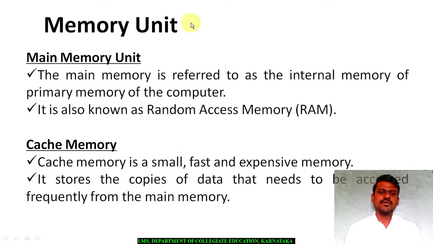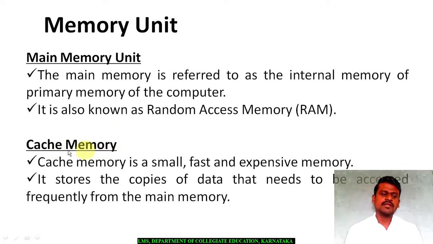Next is the memory unit. The memory unit is again divided into two units, that is the main memory unit and cache memory. The main memory is referred to as the internal memory or primary memory of the computer. It is also known as random access memory. So just for the time being, you just need to know that this is the main memory of the computer, known as random access memory, which stores data temporarily. It is used mainly for starting the computer, running the instructions or processing the data. This is enough just for now, because we will learn in depth in the upcoming sessions. So those are the operations, and this is random access memory.